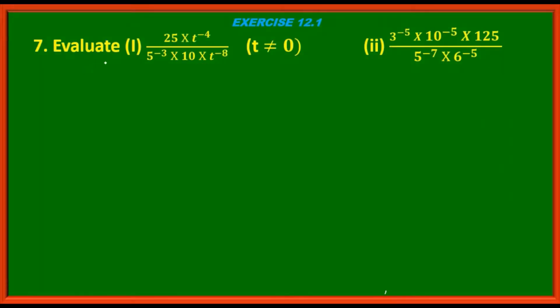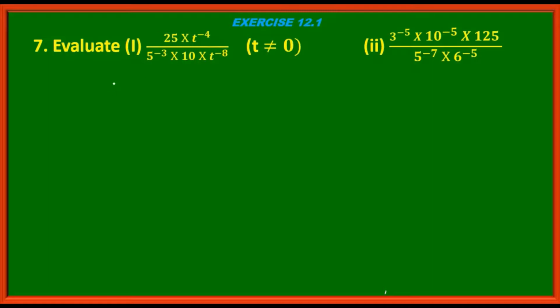Number 7. Very important question of this exercise. 25 into t raised to minus 4 all divided by 5 raised to minus 3 into 10 into t raised to minus 8. So here, first let us convert all the negative exponents into positive. For this, we take the reciprocal. So we will interchange t raised to minus 4 to denominator, 5 raised to minus 3 to numerator, and also t raised to minus 8 to numerator.